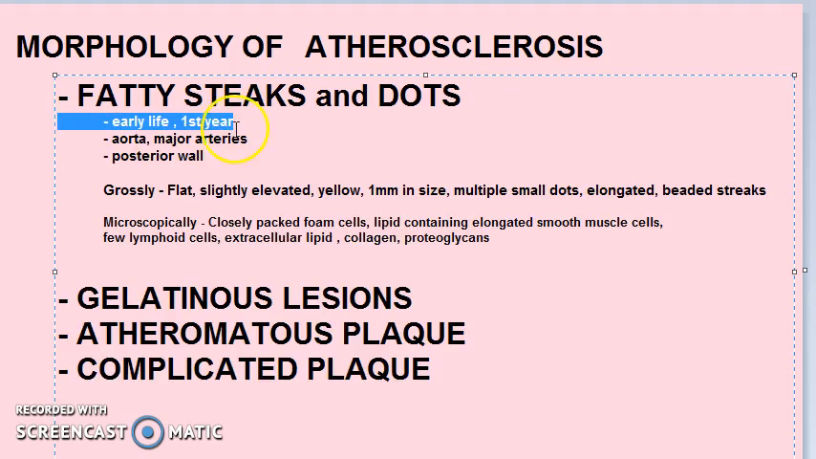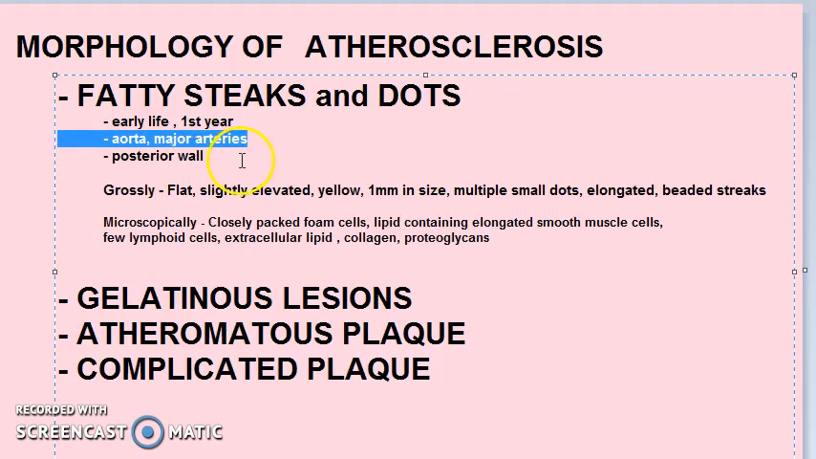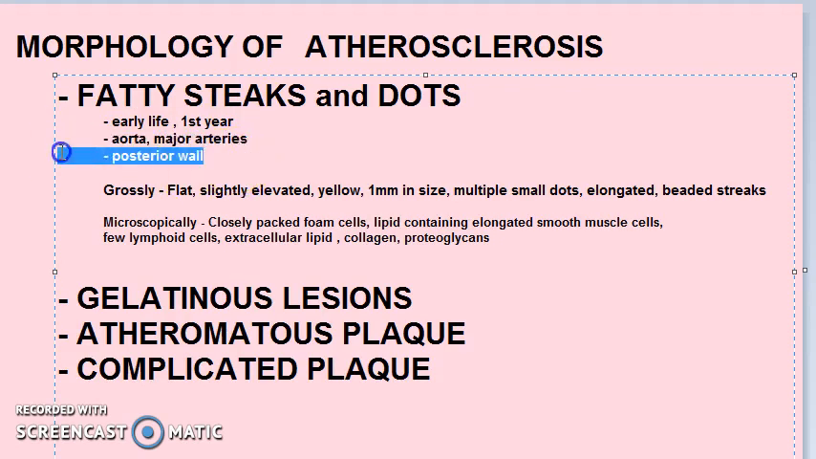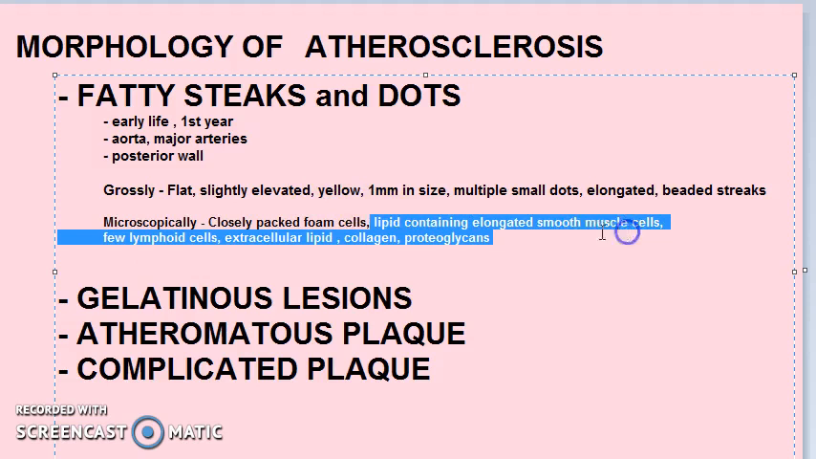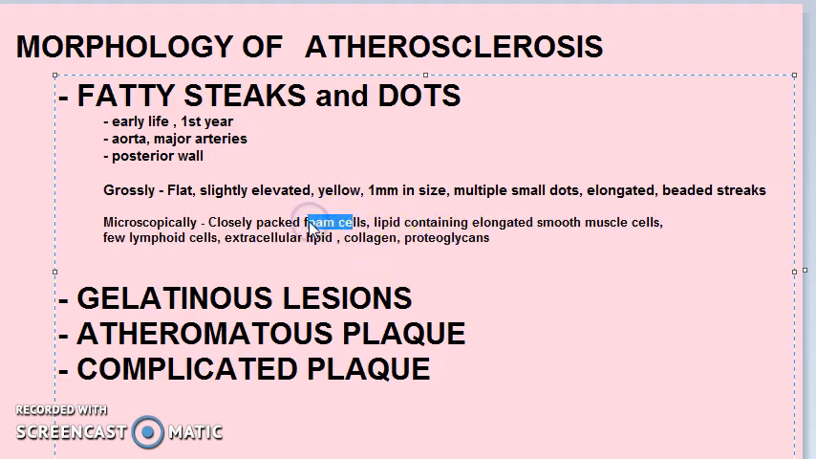In the first year of life itself it will be there in major arteries and aorta. Basically the posterior wall of these arteries, you can see these fatty streaks and dots. Grossly you can see yellow dots. Microscopically you will see that these are lipid containing smooth muscle cells, foam cells, etc.